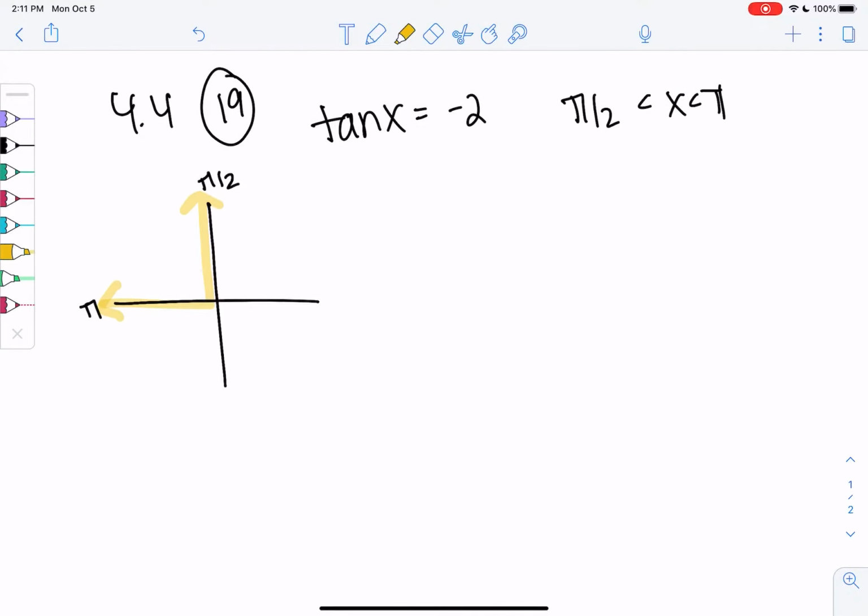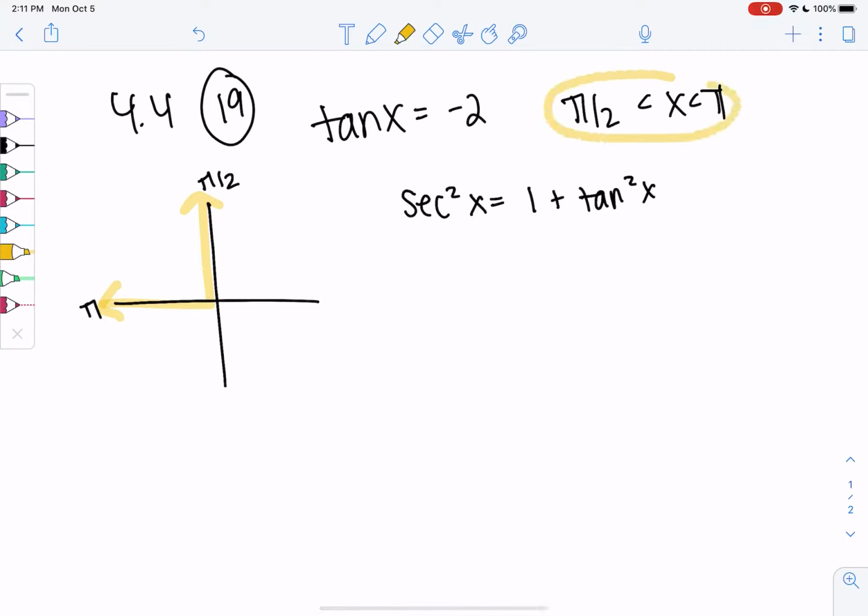Here's 19. Let's find the remaining functions. So we know, what do we know? We know tangent is -2. I'll do secant first because we have an identity for secant. Secant squared x is 1 plus tangent squared x. This is just an identity.